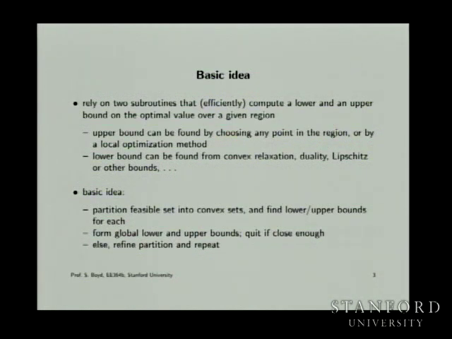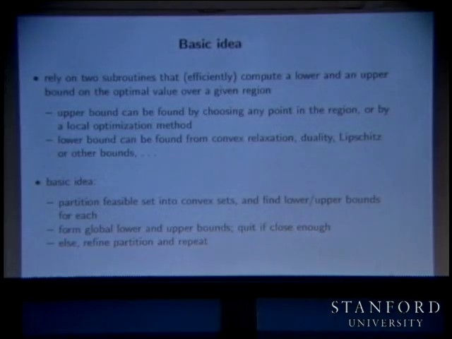And then the way this whole thing is going to go together is this. You're going to partition the feasible set into convex sets, and then you're going to find lower and upper bounds on each in the partition. From the partition, you will then form a lower and upper bound on the global problem. And if they're close enough, you quit. Otherwise, you will partition and repeat.